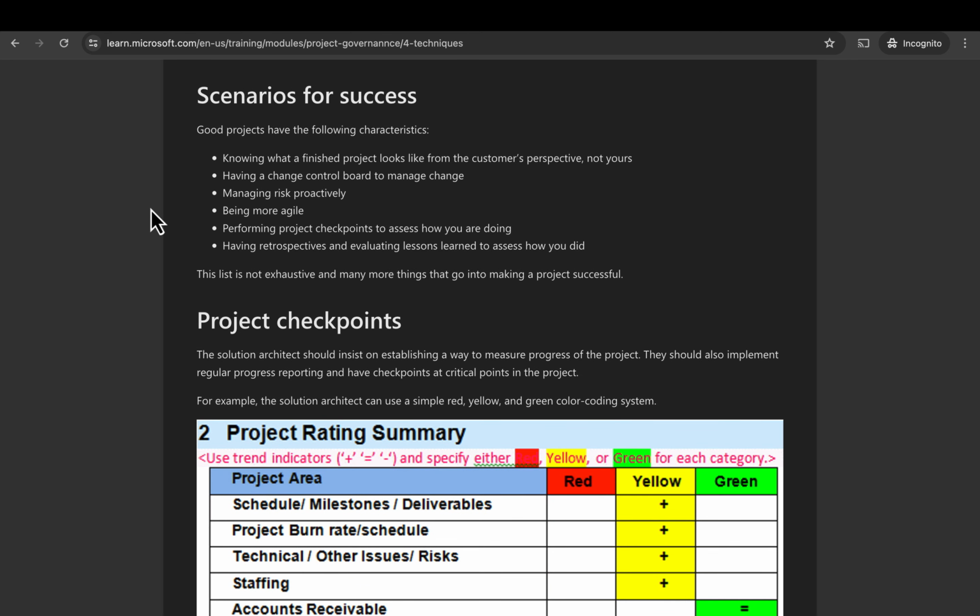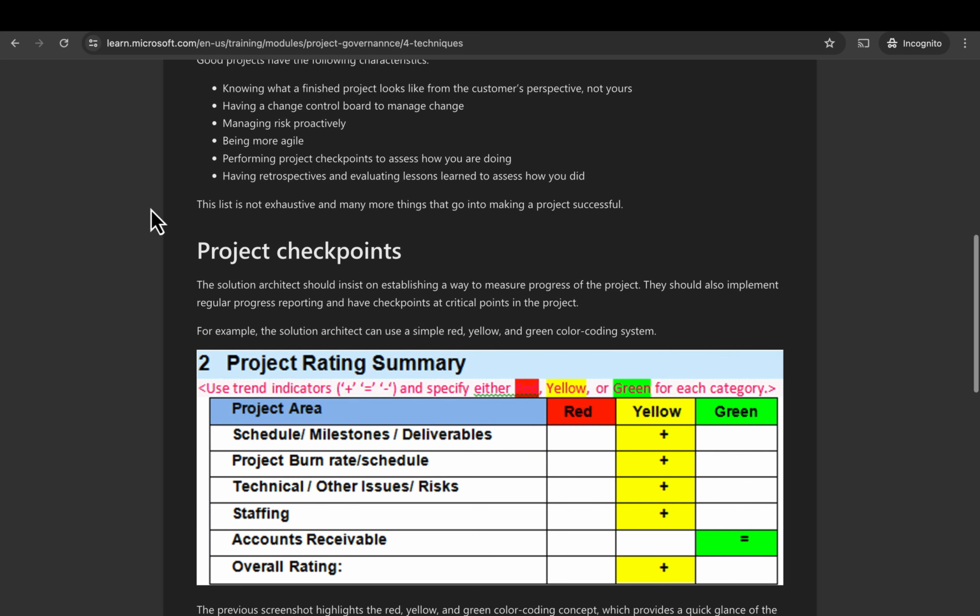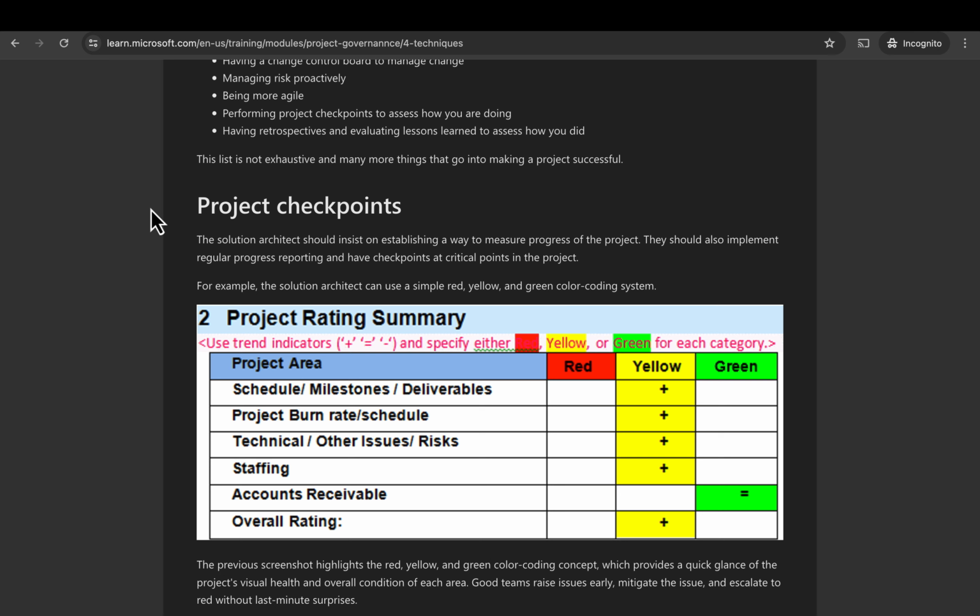Scenarios for success. Good projects have the following characteristics: knowing what a finished project looks like from the customer's perspective, not yours. Having a change control board to manage change. Managing risk proactively. Being more agile. Performing project checkpoints to assess how you are doing. Having retrospectives and evaluating lessons learned to assess how you did. This list is not exhaustive, and there are many more things that go into making a project successful.